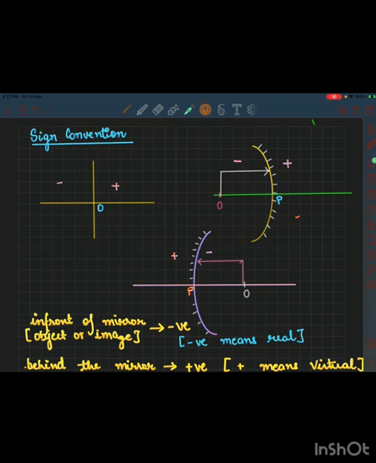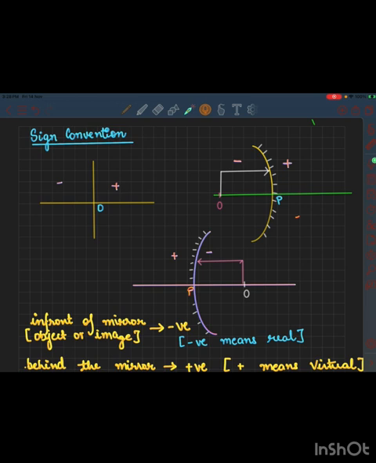Now see, in Cartesian coordinates we have already studied the system where we had one origin, and all the measurements towards the right of the origin are taken as positive and the measurements towards the left of the origin are taken as negative. Similarly, there is a pole from where we measure all the distances. It is very much like the origin of the Cartesian system. But it doesn't mean that the right side of the pole will always be positive and the left side of the pole will always be negative.